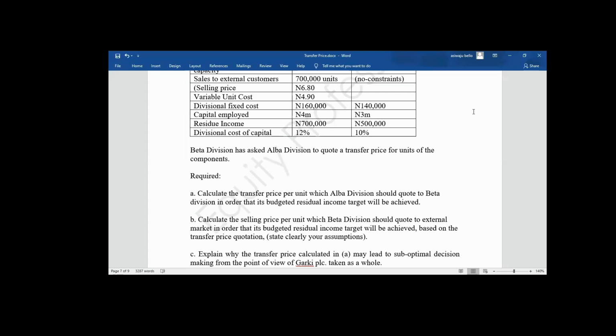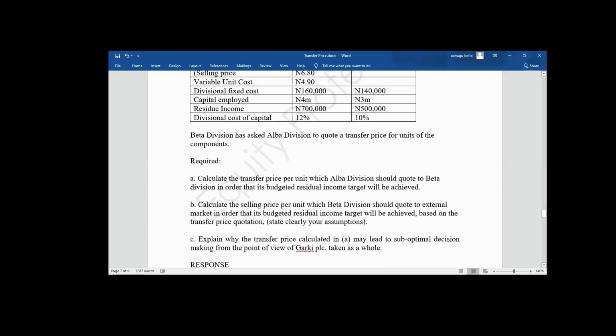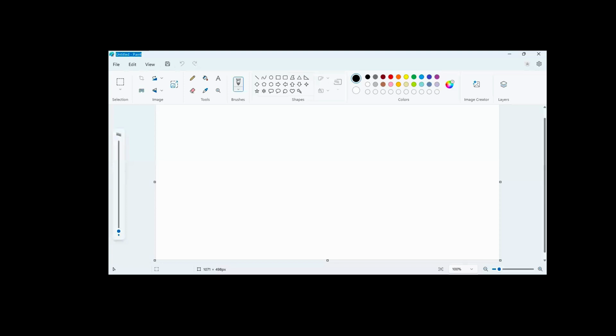Look at the B part of the question. That is the only calculation we are going to take. Calculate the selling price per unit which Beta division should quote to external markets, in order that its budgeted residual income target will be achieved based on the transfer price quotation. This requirement B is also similar to A. That residual income target is what we are working towards. You are going to take the same approach again.